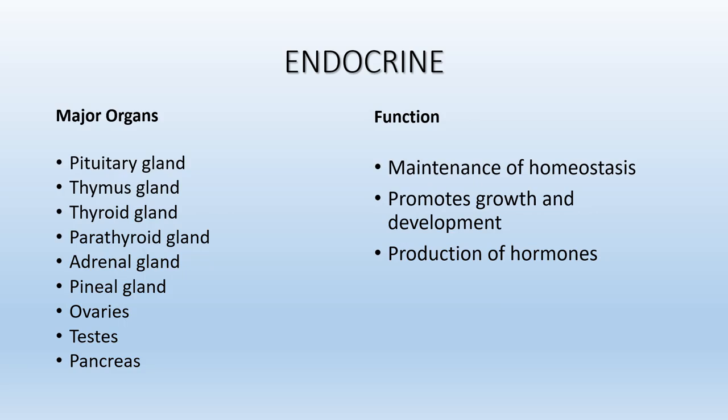The function of the endocrine system is that it's also a communication system. It takes longer to respond to a stimulus, to get up and running, but the result is going to be longer lasting. It's involved with helping to maintain homeostasis. It helps to promote growth and development. It's producing the hormones.